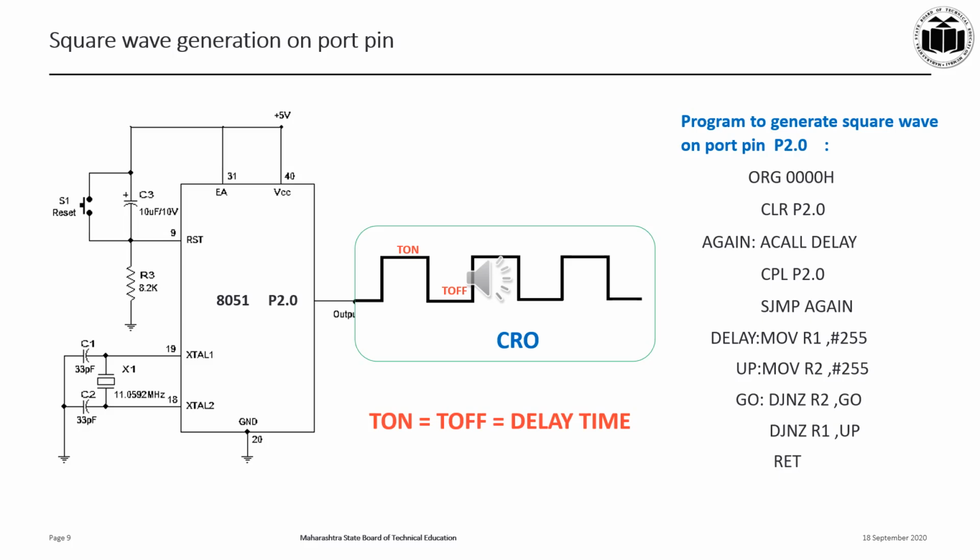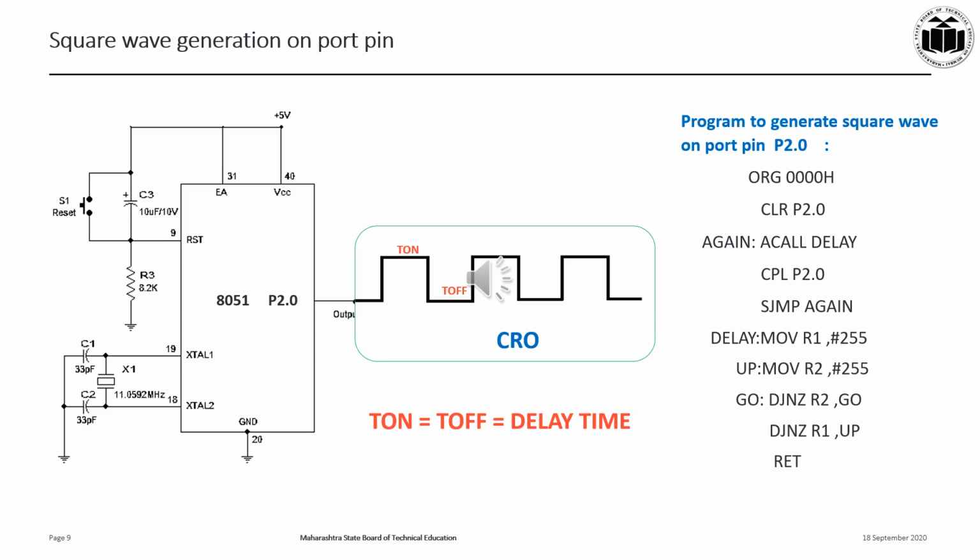Then a delay subroutine is called. As long as the delay subroutine is getting executed, the port pin outputs logic 0. For this amount of time, the output of port pin P2.0 is 0 volts. When the delay gets over, the CPL P2.0 instruction complements the pin status and makes it logic high. Again, a delay is called. Then as long as the delay is getting executed, the pin status remains high.